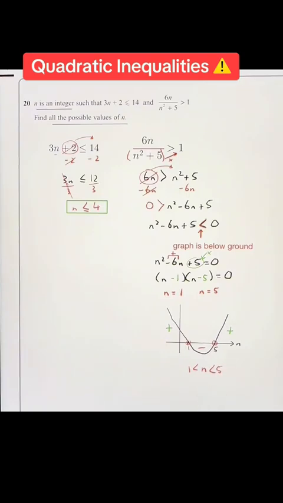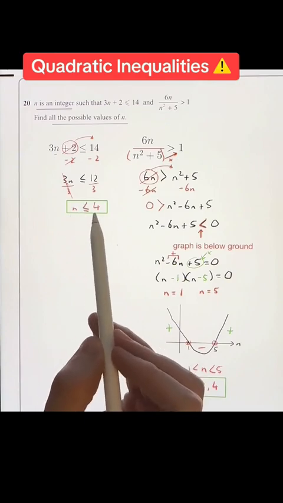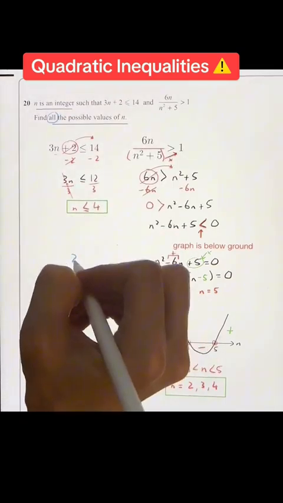As we know n is an integer, the only integers that are greater than 1 and less than 5 are 2, 3, and 4. As our values of n, 2, 3, and 4, also satisfy our linear inequality that n is less than or equal to 4, therefore all the possible values of n that satisfy both are actually 2, 3, and 4.